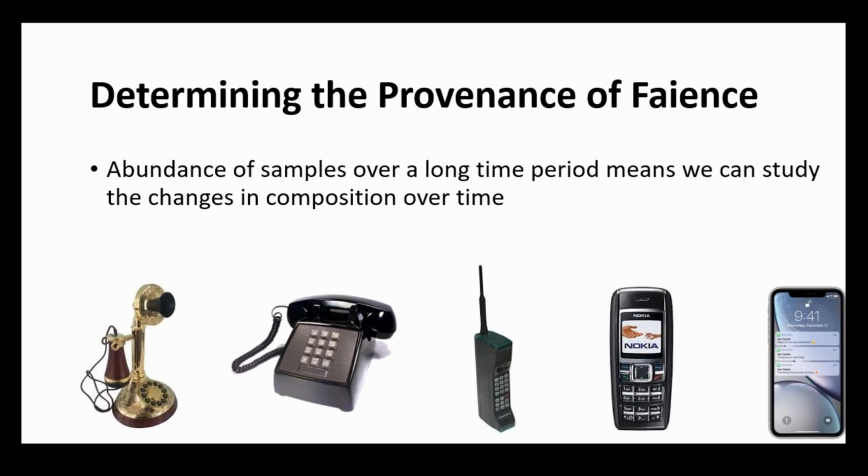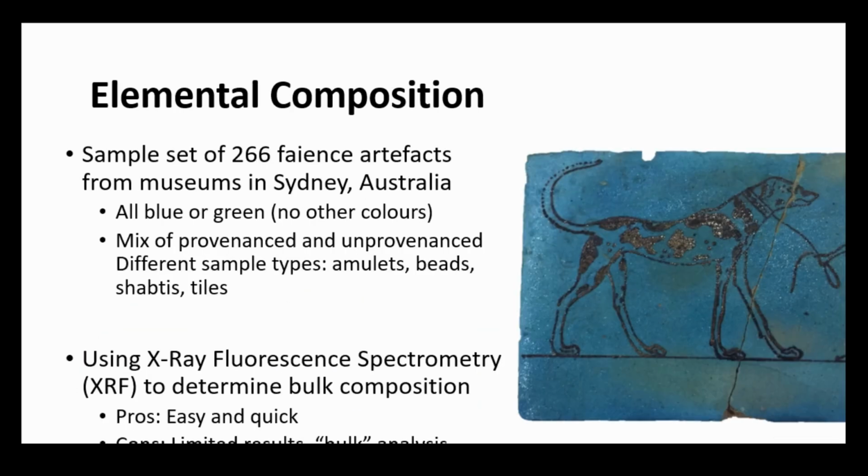So we went to buttons, then we made it mobile, then we made it really small, and the last version doesn't even really look like a phone anymore. It's just a computer, basically. So we can think of faience technology a bit like this: as technology increased, as trade routes developed, as we found new materials, the recipes and the manufacture changed. So based on this theory, we are taking the elemental composition of a huge database of faience.